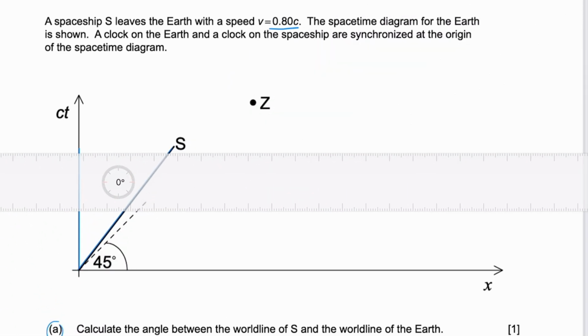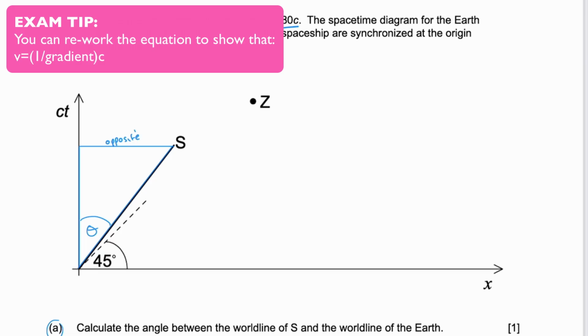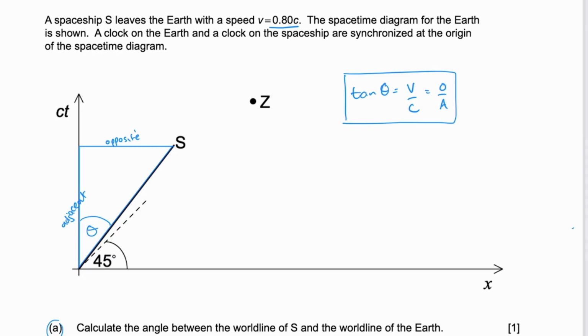The trick here is to draw a triangle. And this is the angle we're looking at. And with that triangle, this is opposite to the angle. And this is adjacent. Now, why do we care about this? Well, we know from our data booklet that tan theta equals v over c, but tan theta also equals opposite over adjacent. And this relationship in its entirety is actually much more useful than the relationship of just tan theta equals v over c. But let's get back to the question at hand.